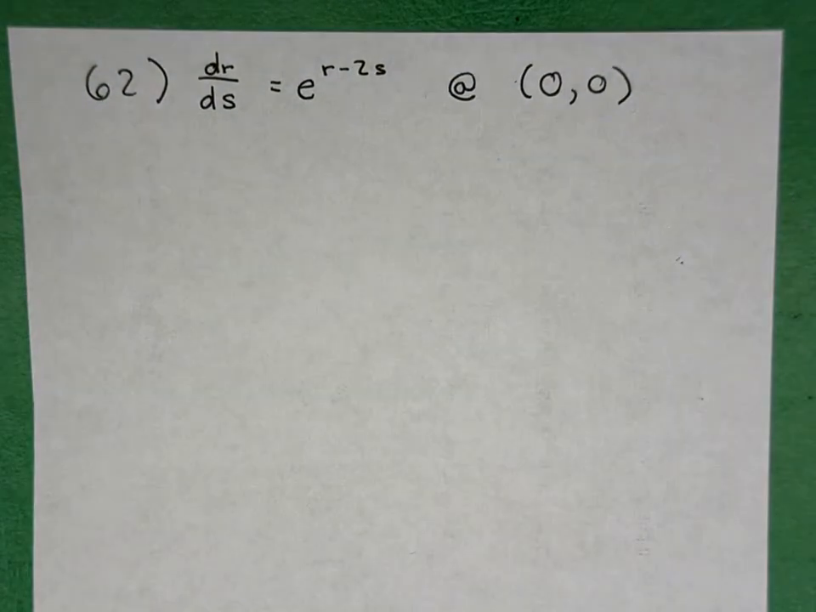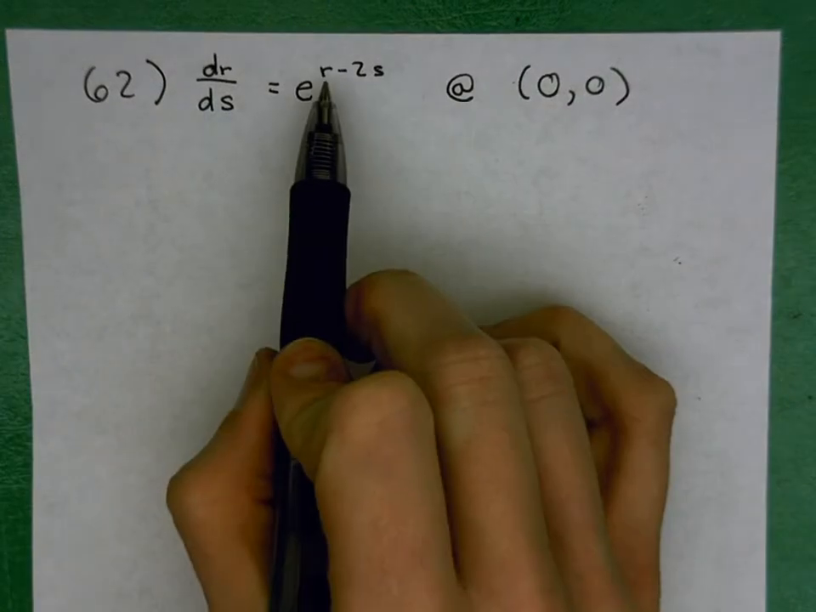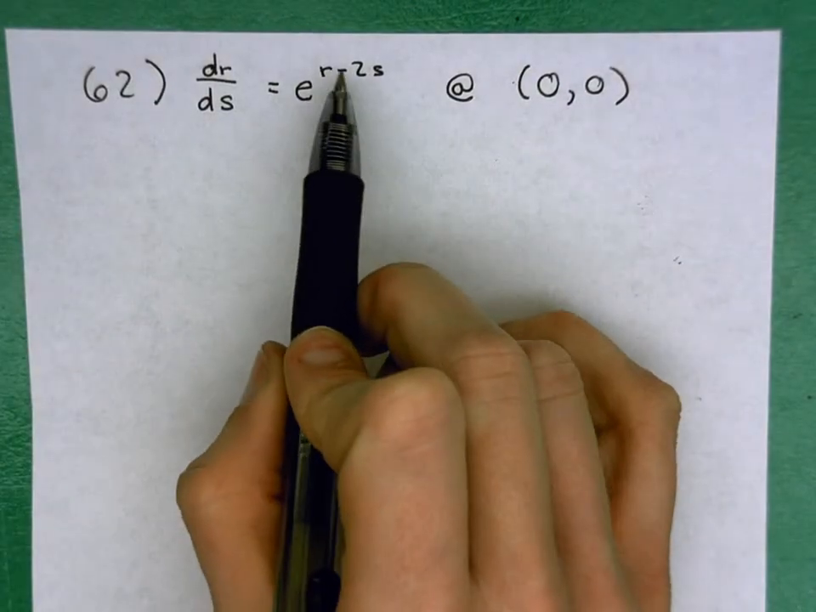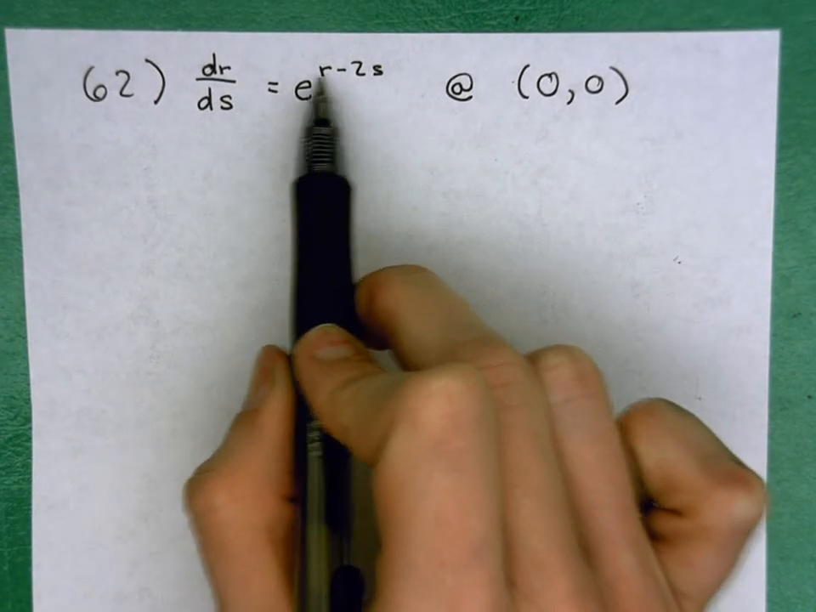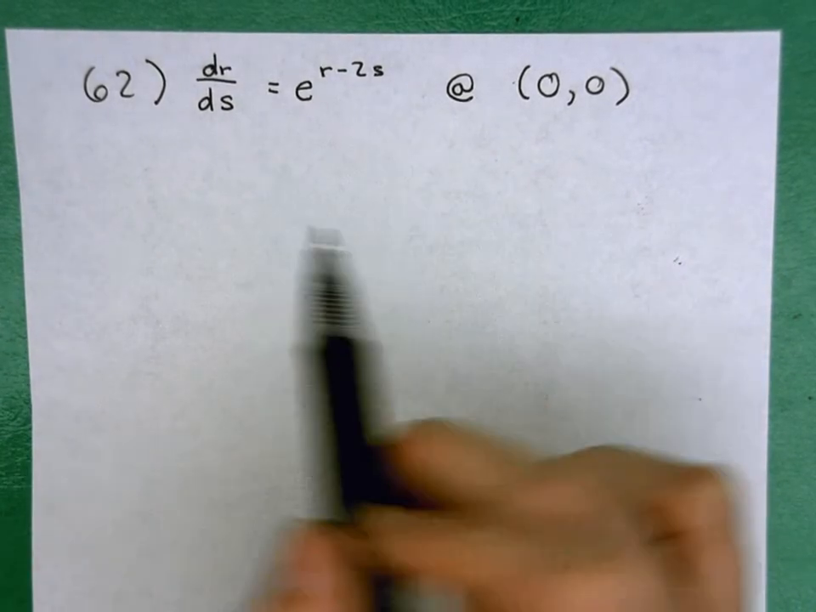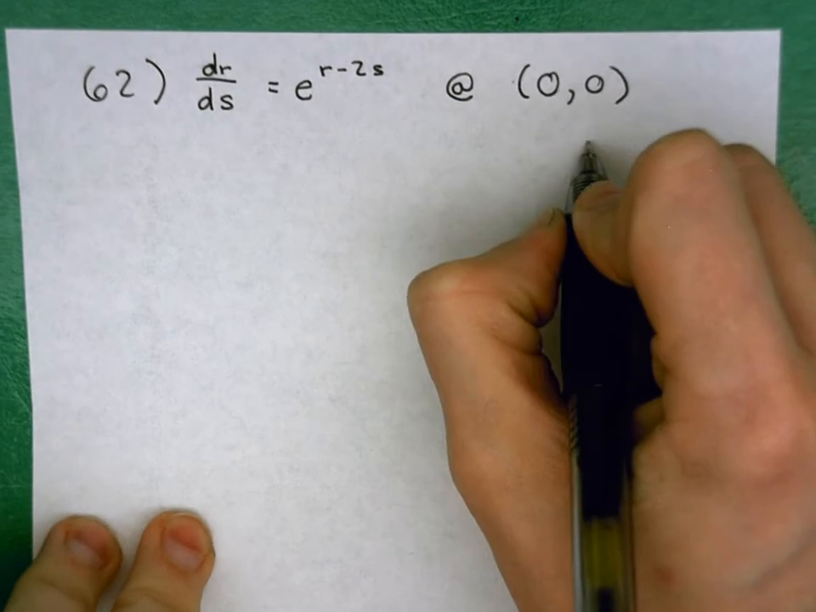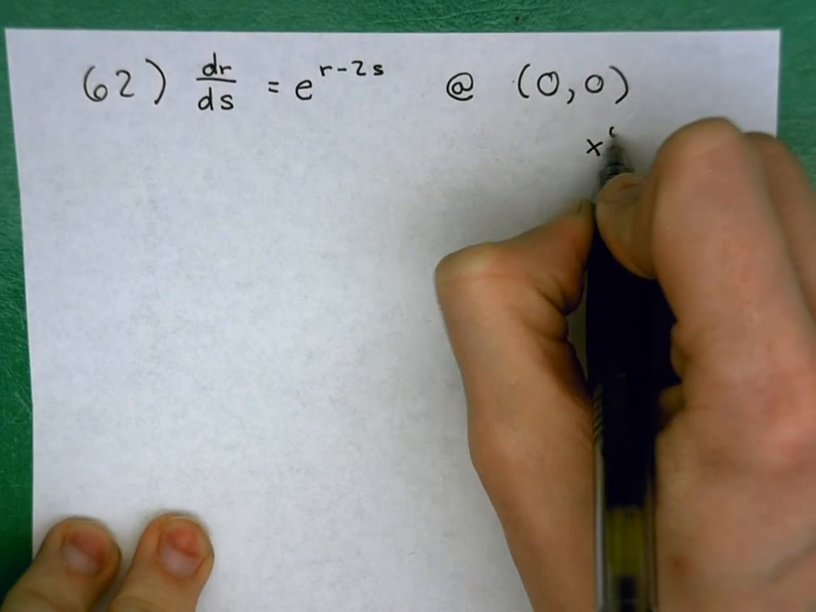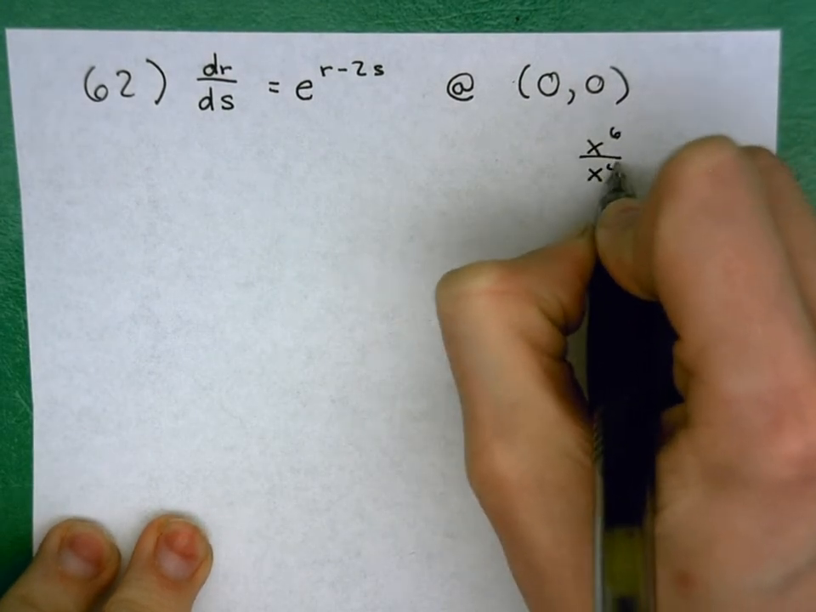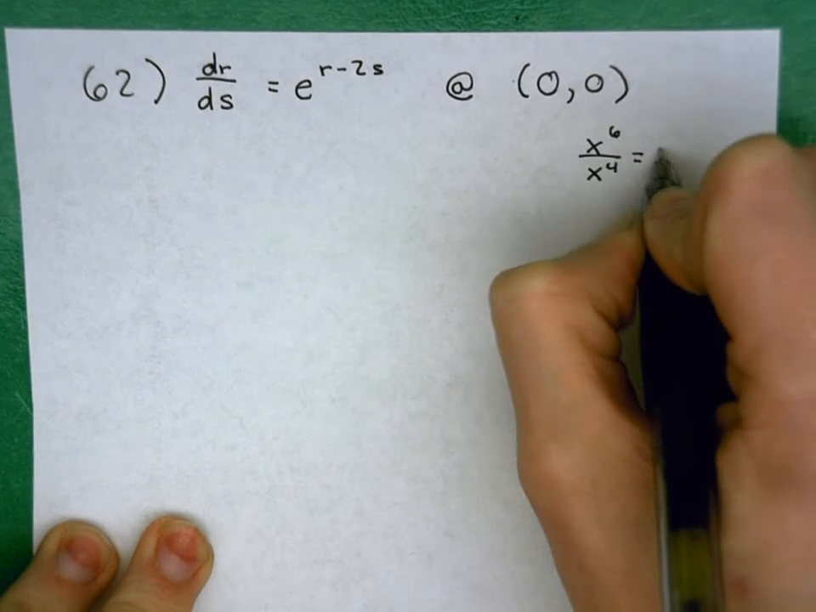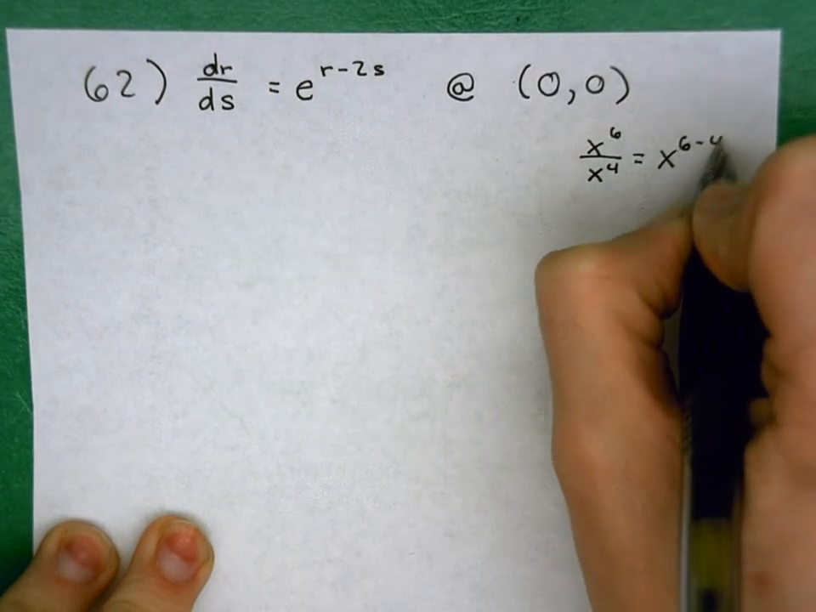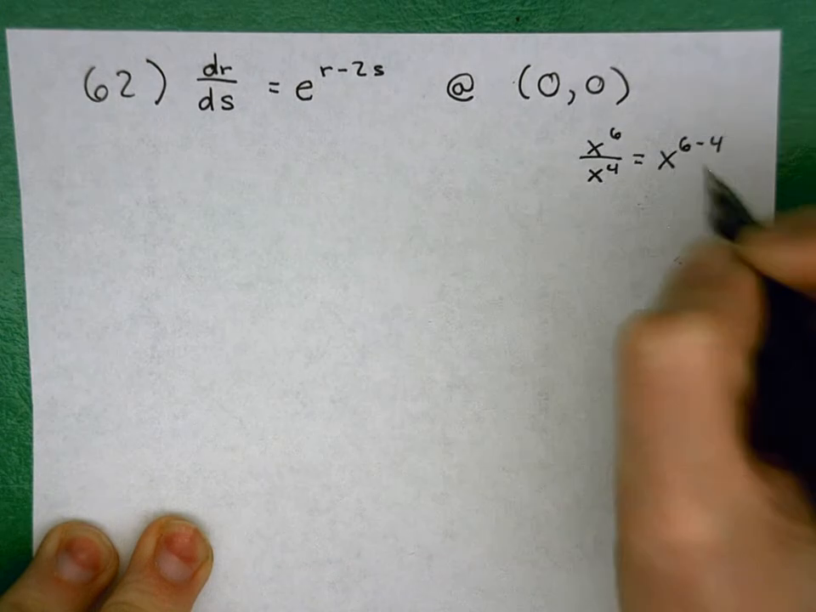Get the r's to one side, the s's to the other. But here, I notice my r and my s are both exponents, and so that's going to have to be fixed. Before I can do any sort of separation, I'm going to need to split that in some way. And again, that's a property of exponents. If we have x to the 6th divided by x to the 4th, so two of the same base being divided, we subtract their exponents. And so it's similar to the previous problem.